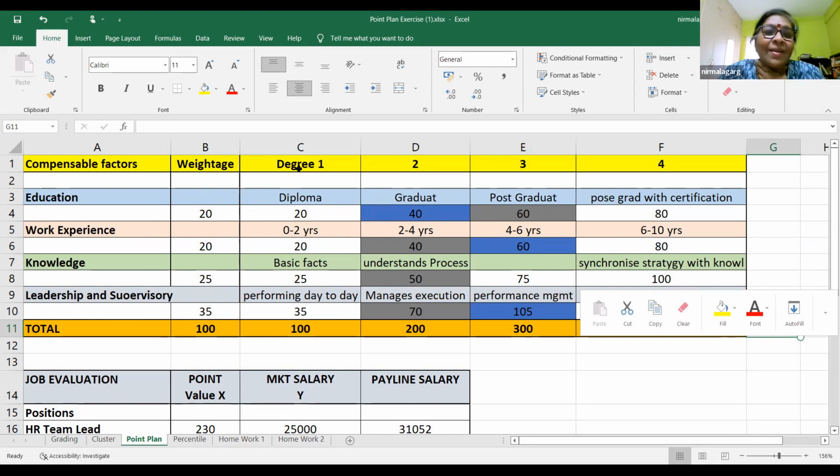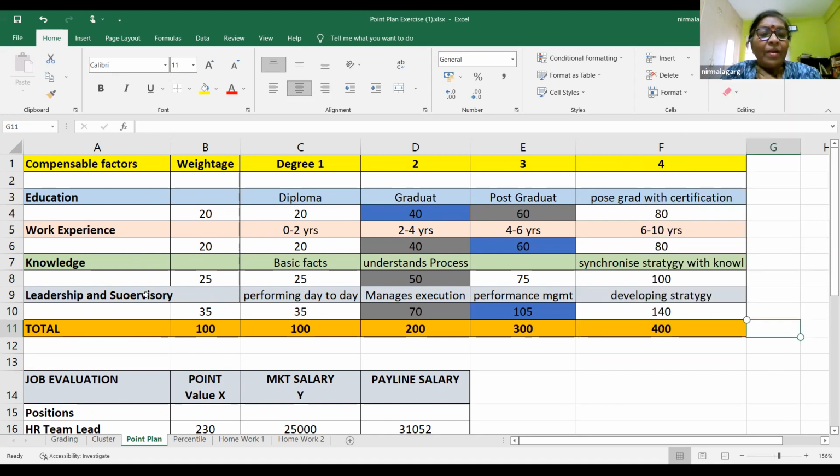That means at degree 1, education is 20. At degree 2, the education is 40. At degree 3, education is 60. And at degree 4, the education is 80. Now again work experience: 20, 40, because weightage is 20. Then knowledge 25, 50, 75, 100. Then leadership and supervisory, so it is 35, 70, 105 and 140. Now when you add vertically also, 100, 200, 300, 400.